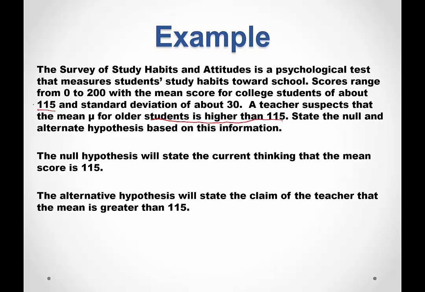The alternate hypothesis is going to claim what the teacher believes. And the teacher believes that the mean is higher than or greater than 115. So our hypotheses would be the null is that mu is equal to 115, and the alternate would be that mu is greater than 115.